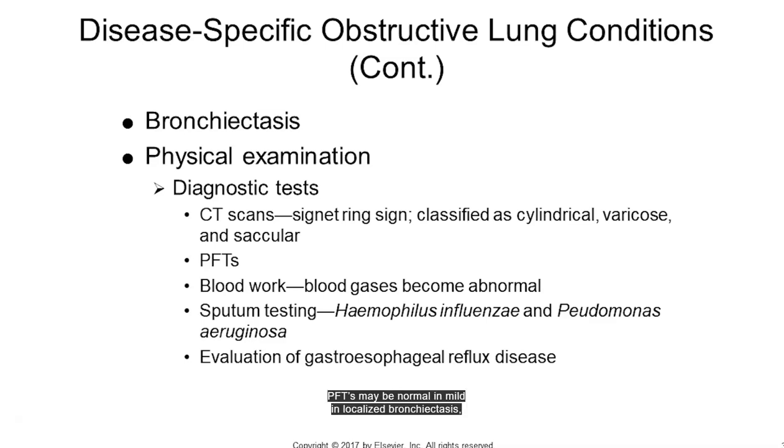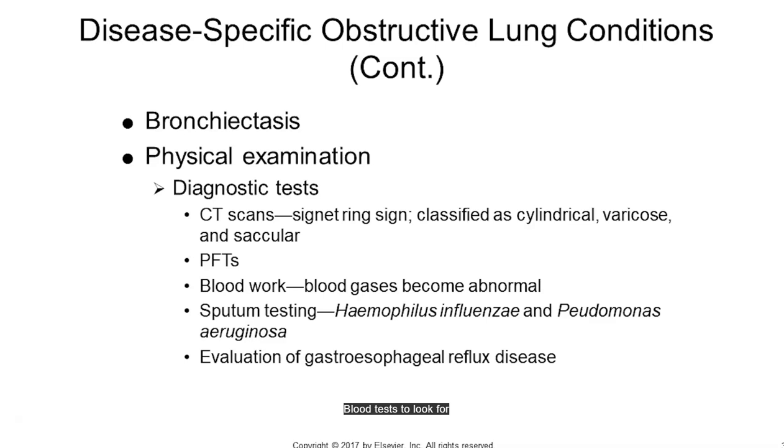PFTs may be normal in mild and localized bronchiectasis, but in diffuse forms, PFTs will show a reduced FEV1 to FVC and FEF 25 to 75%, reflective of medium to small airway disease. Residual volume will also be increased. ABGs will reveal decreased PaO2, but CO2 retention is rare.